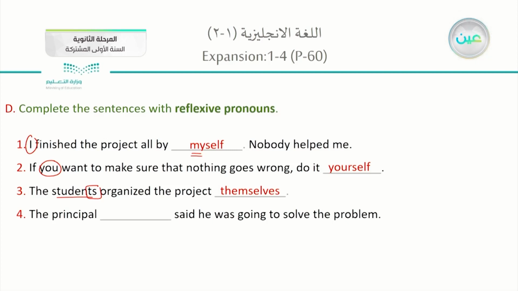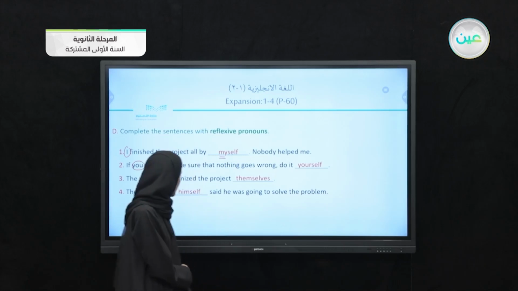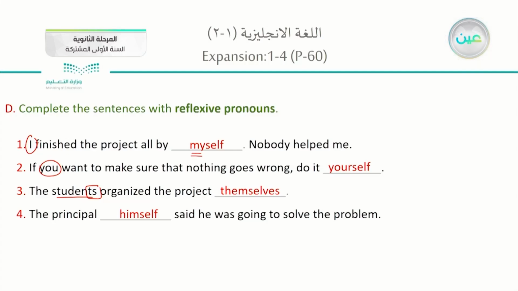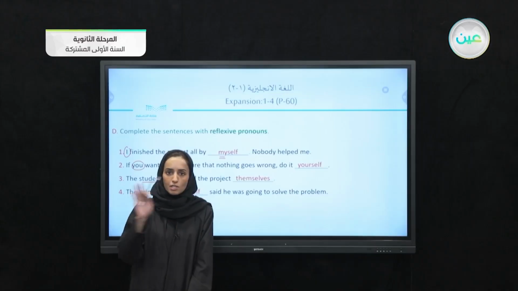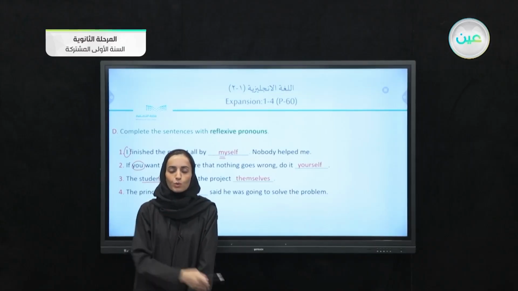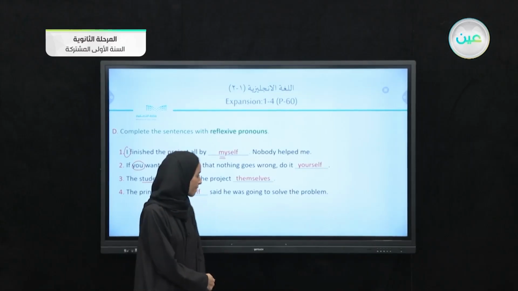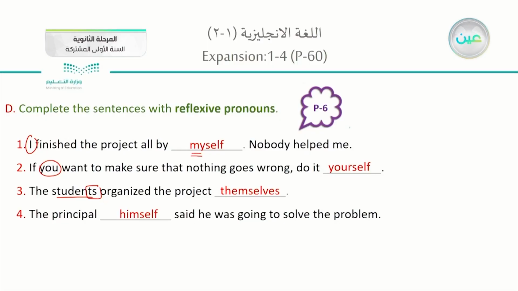The principal said he was going to solve the problem. We're having a problem, and our school principal, himself or herself, said that she or he is going to solve it, himself or herself. No one else is going to deal with it. I will do it myself. You can refer to page 6 for more information about the reflexive pronouns.